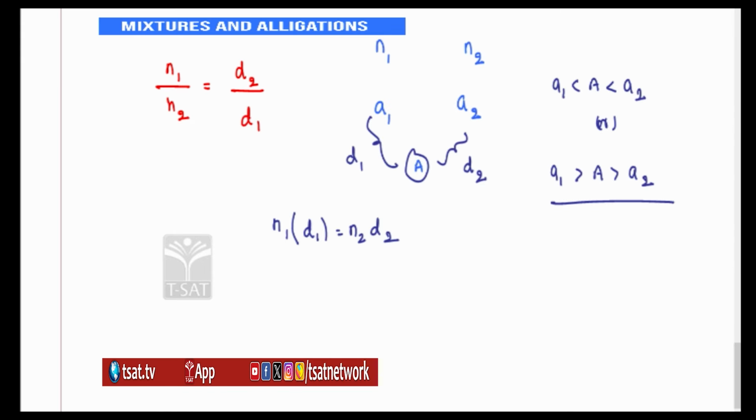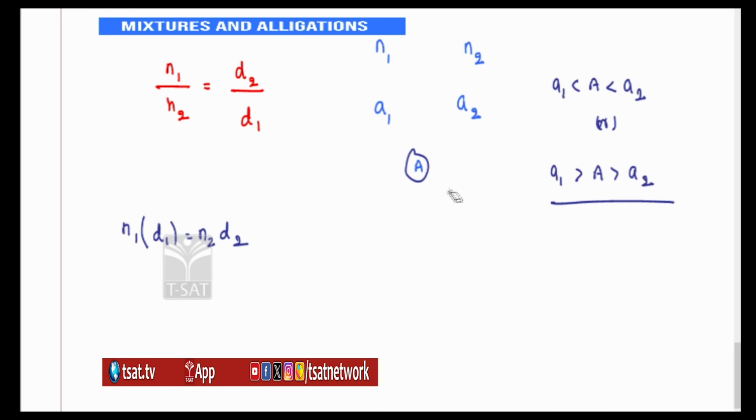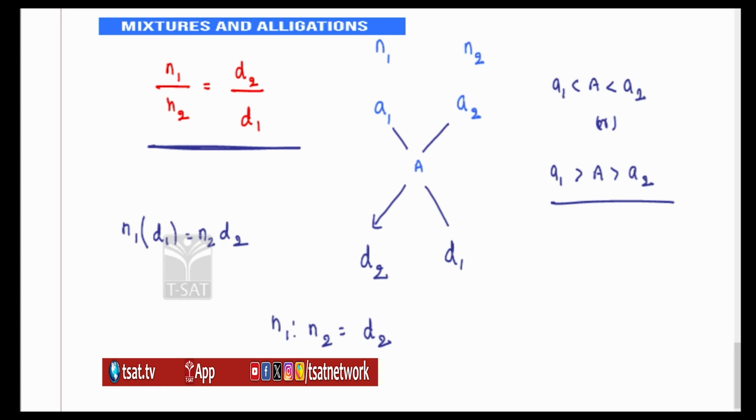Suppose I wish to get N1 is to N2. How do I find out the ratio? The general basic formula of alligations is, you take the difference. Here the difference between A2 and A, we say it is D2. We are taking D2 here, and we are taking this difference D1 here. Now, can we say N1 is to N2 is equal to D2 is to D1? That's what we are getting here.